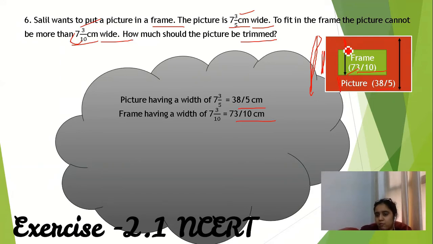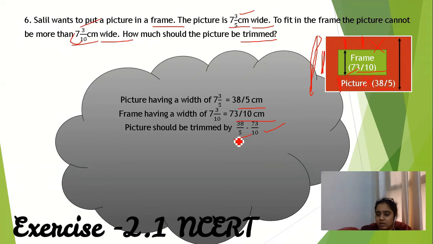Suppose this is our extra width, this is the extra width of the picture, and if we cut this width, then this picture can be put into the frame very easily. So how will we cut this area? We have to cut the frame width from this bigger width, that is the width of the picture. So the picture should be trimmed by, we have to subtract 73 upon 10 from 38 upon 5. How will we solve this?